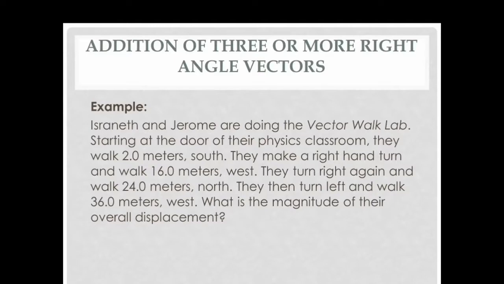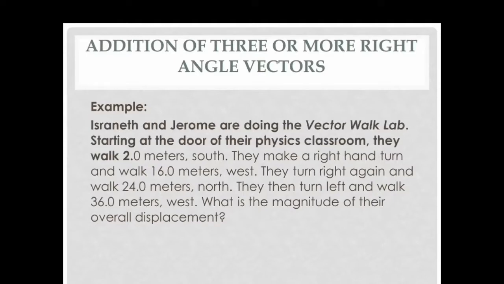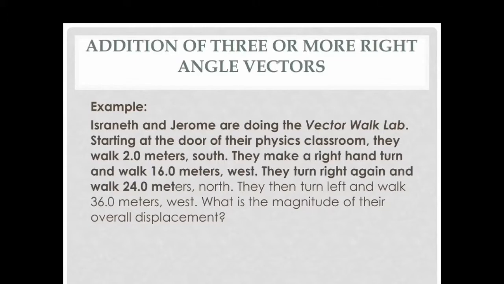Isronet and Jerome are doing the vector walk lab. Starting at the door of their physics classroom, they walk 2 meters south. They make a right-hand turn and walk 16 meters west. They turn right again and walk 24 meters north. Then they turn left and walk 36 meters west. What is the magnitude of their overall displacement?